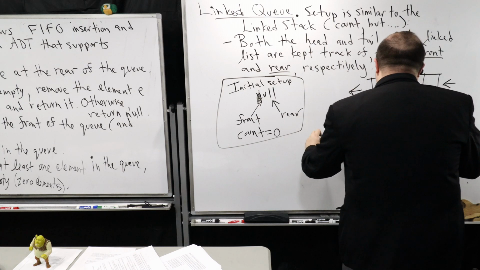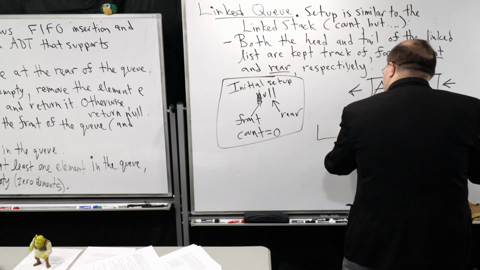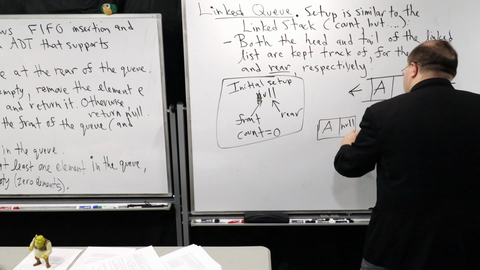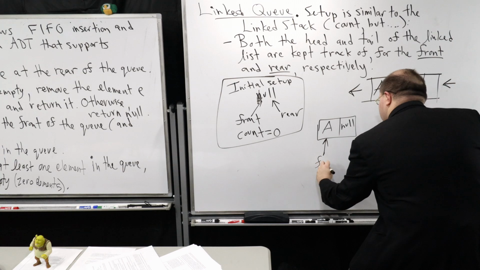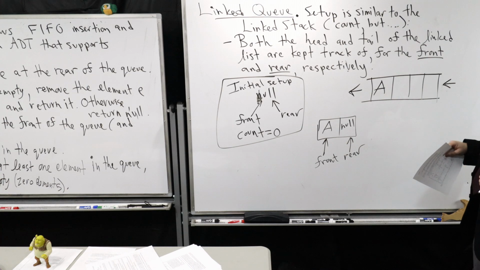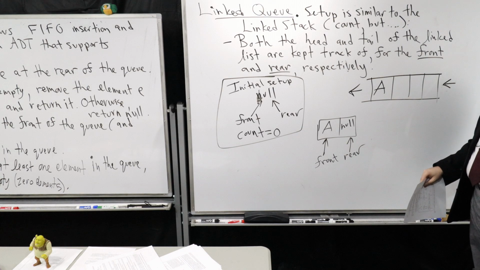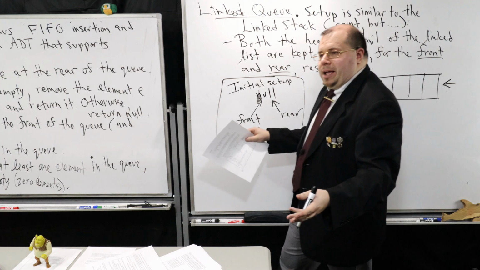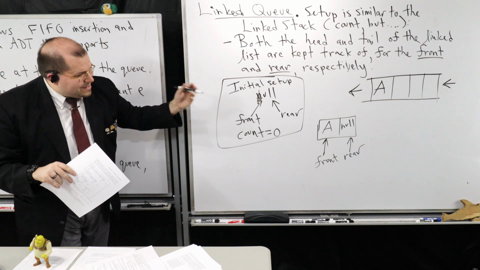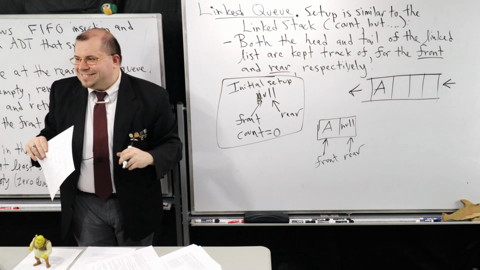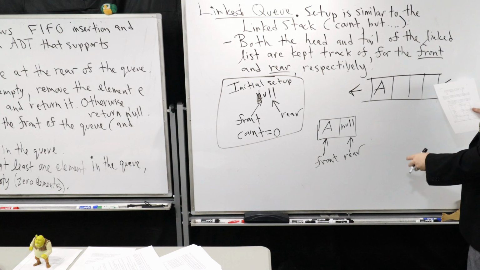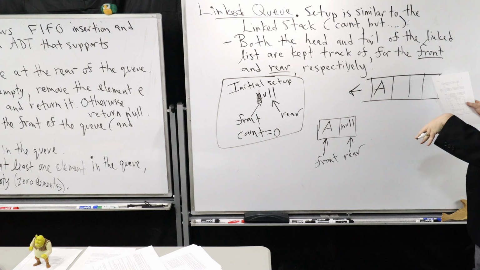So let's draw it out over here. I would have A, where front and rear are both going to be pointing at my new node that I created. See, nothing too exciting quite yet, right? Remember, all I have is this extra rear that I have to keep an eye on. Now, suppose I do another enqueue.